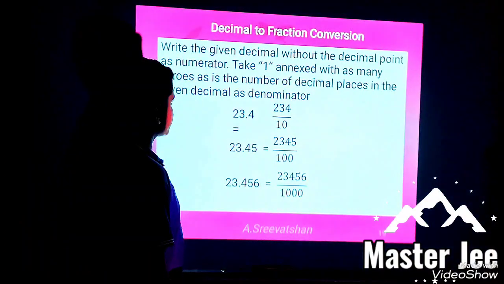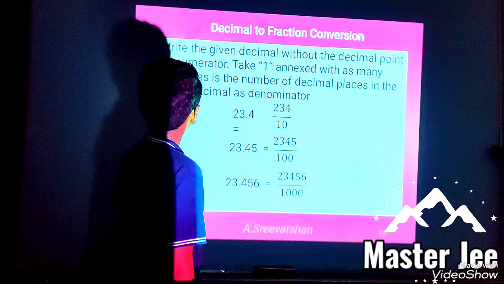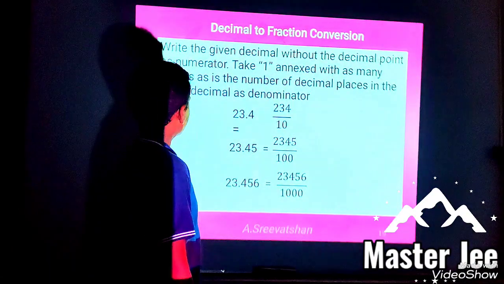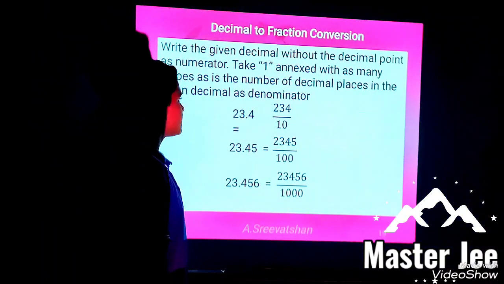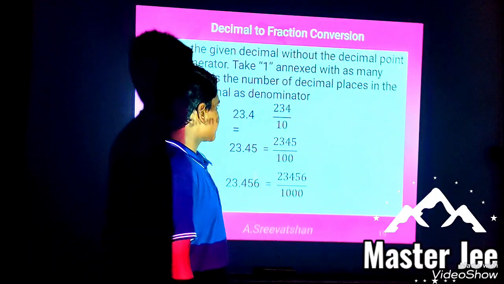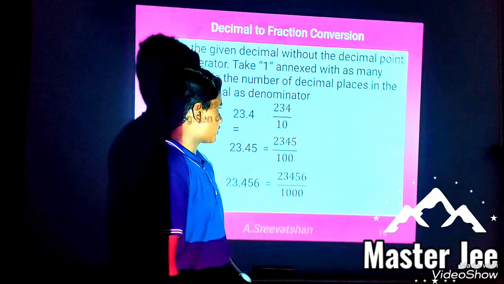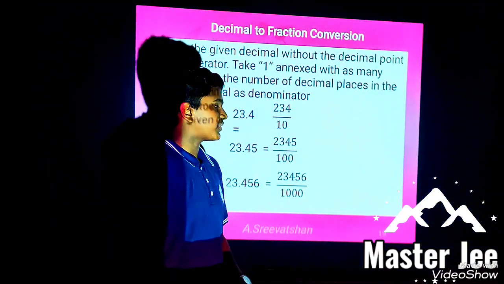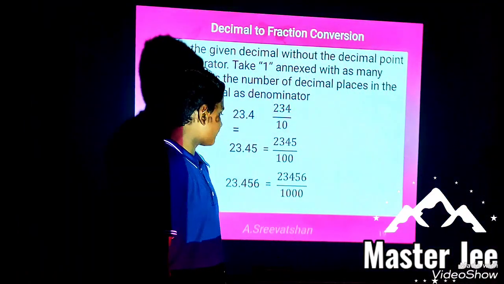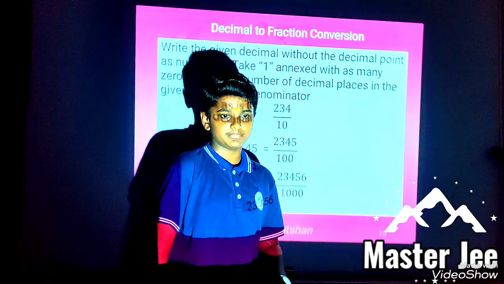Decimal to fraction conversion. Write the given decimal without the decimal point as the numerator. As denominator, take one annexed with as many zeros as is the number of decimal places in the given decimal. Here is the example. 23.4 is equal to 234 by 10. 23.45 is equal to 2345 by 100. 23.456 is equal to 23456 by 1000.